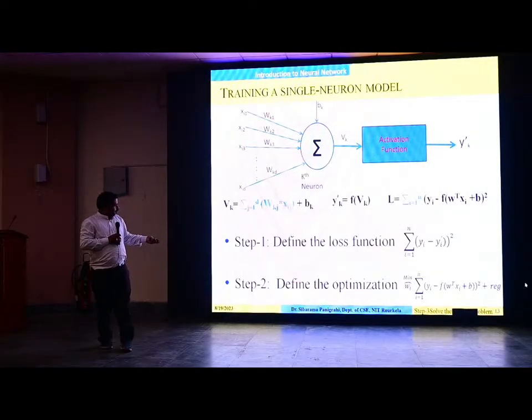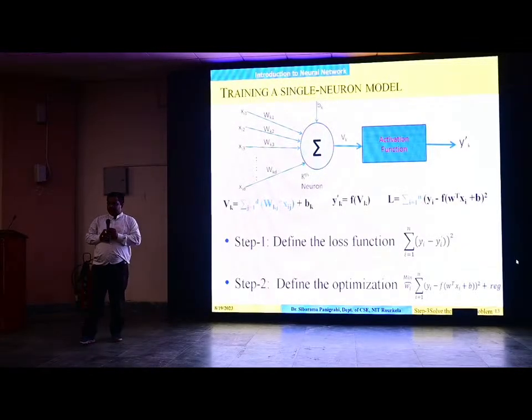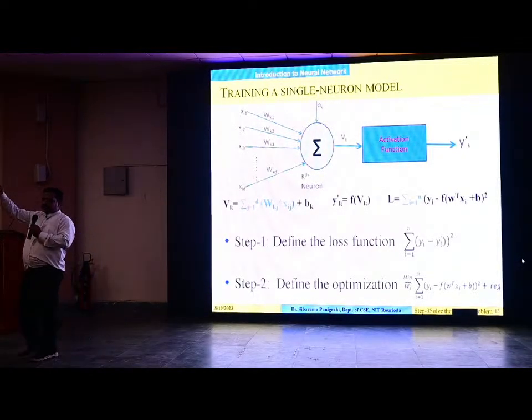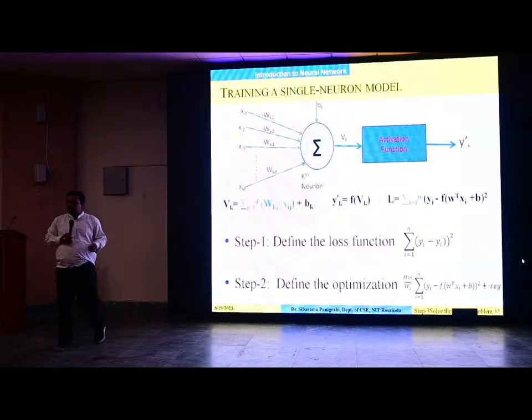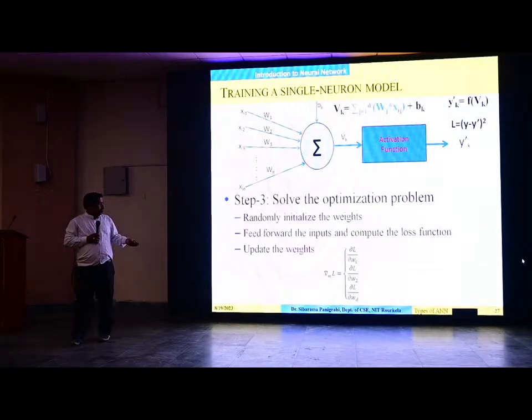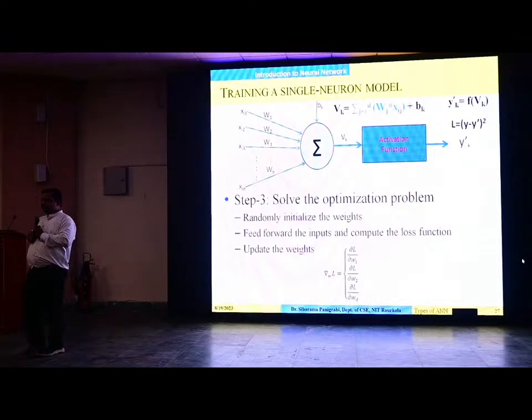Next, we will go to step number 3. So you see 3 steps. First step, define the loss function. Second step, define the optimization problem. Third step is solve the optimization problem. Okay. So how will you solve the optimization problem?